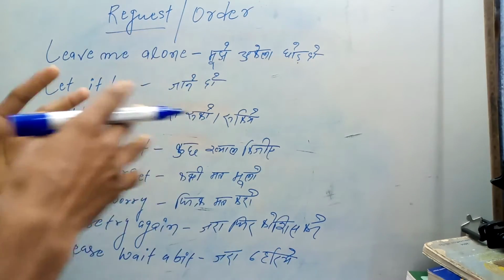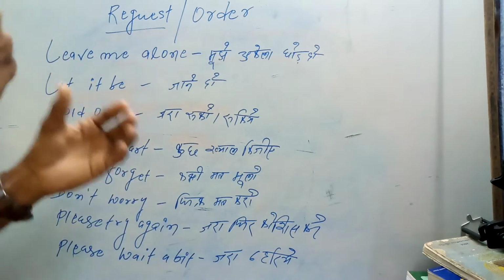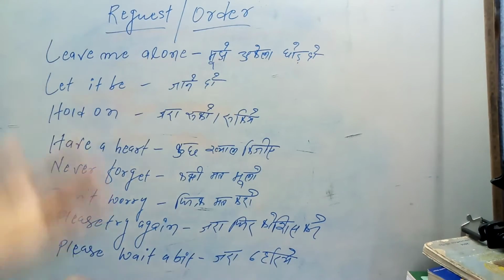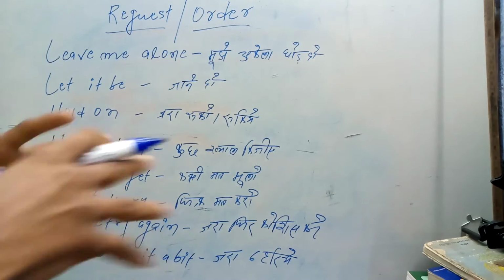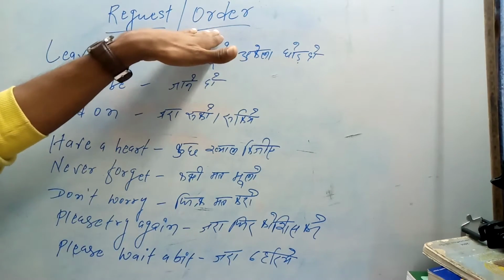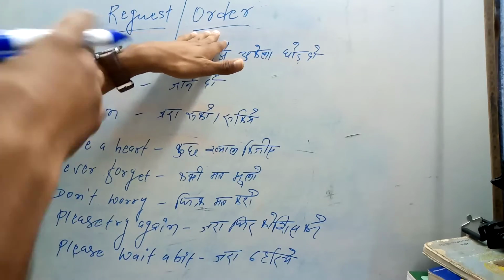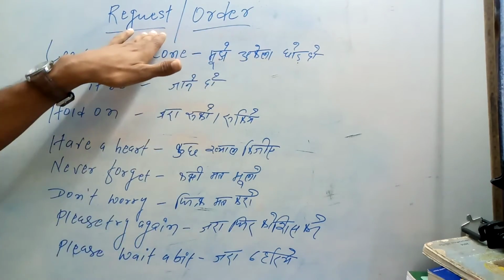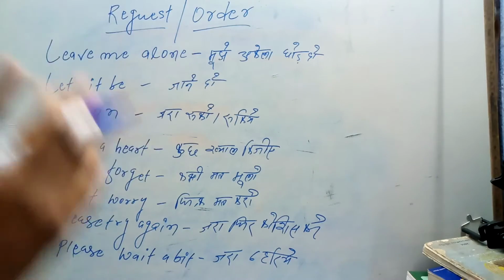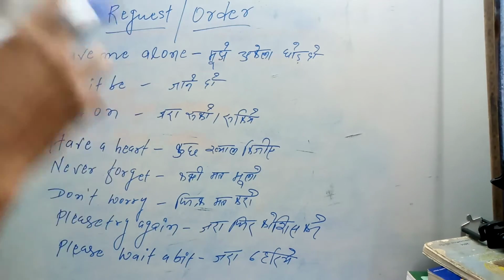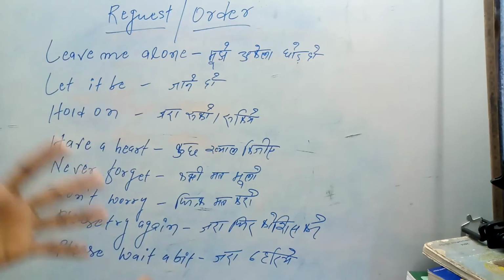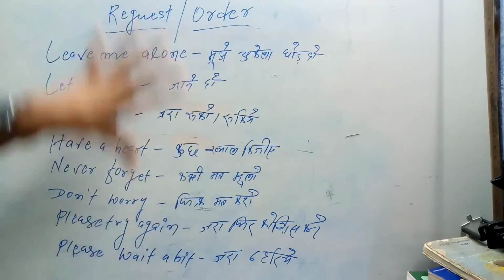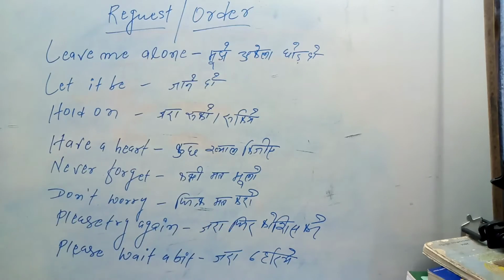Request means when we demand softly from anyone, that is called a request. Order means by force, when we demand something forcefully. It is also used in law and order, because the court always orders. If I need something from others, I have to request, because I don't have the authority to reprimand him and say it forcefully. That's why I'm saying request and order. What is the difference between the two words? So let's come to the point.